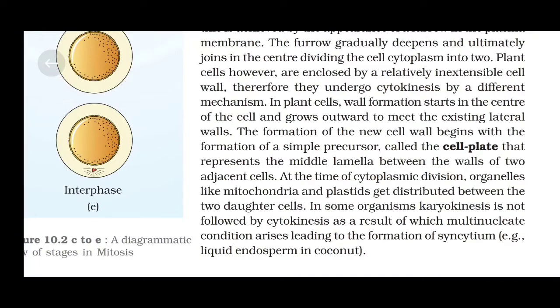At the time of cytoplasmic division, organelles like mitochondria and plastids get distributed between the two daughter cells. In some organisms, karyokinesis is not followed by cytokinesis, as a result of which a multinucleate condition arises, leading to formation of syncytium, for example liquid endosperm in coconut.